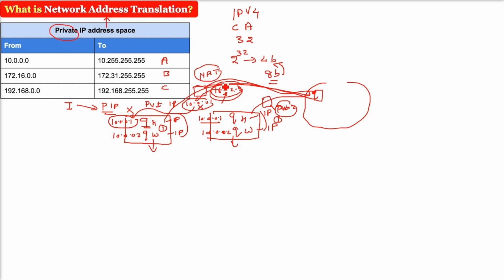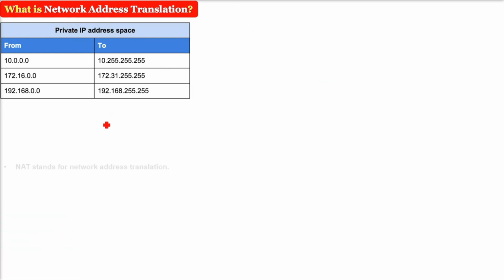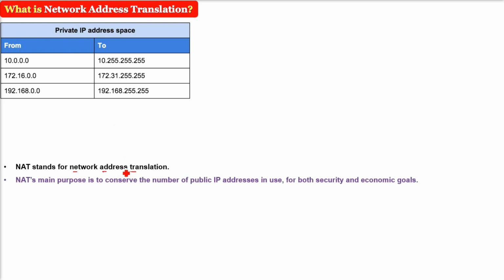Because only public IPs can be used on the internet, and private IPs can only be used in a private network. So NAT stands for network address translation, private to public, public to private. What is the main purpose? As I suggested, public IP addresses can only be used on the internet. They are fixed. 2 to the power 32, that is 4 billion addresses, are possible. We have class A, B, C, and D and E we cannot use.